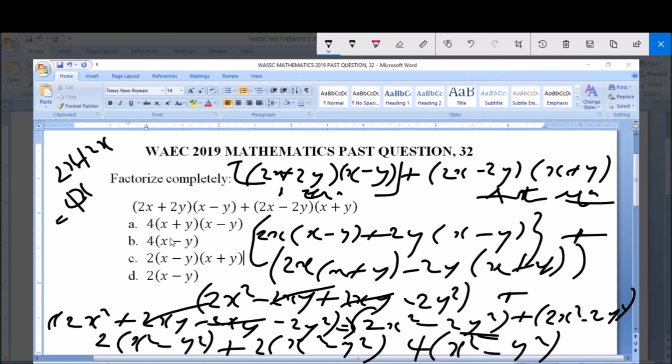Now this is supposed to carry squared, so the correct answer should be B, but the answer is not here actually. The answer should be 4 into x squared minus y squared.